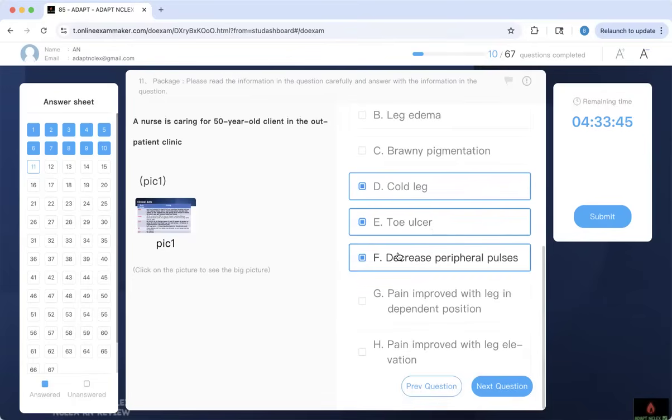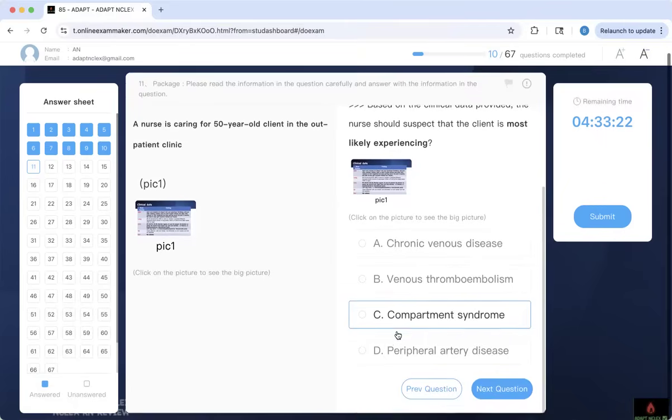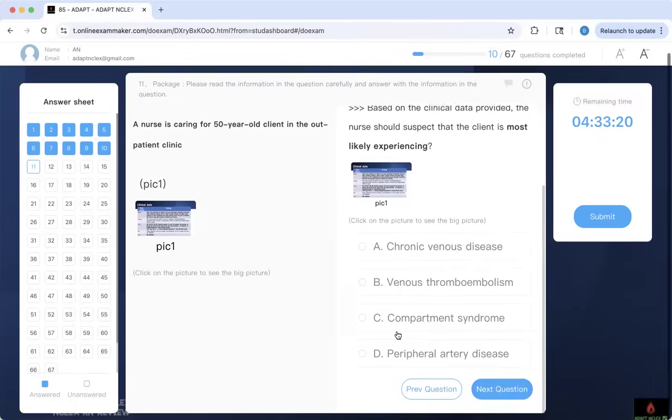When you stay upright, your pain gets better. Pain improves with leg in the dependent position. That's good. Pain improves with what? Elevation. That's not good. It's not consistent with what? PAD. Don't make it difficult. This is that Dr. NCLEX way of dealing with PAD. This is highly tested. We already know what is wrong with this patient.